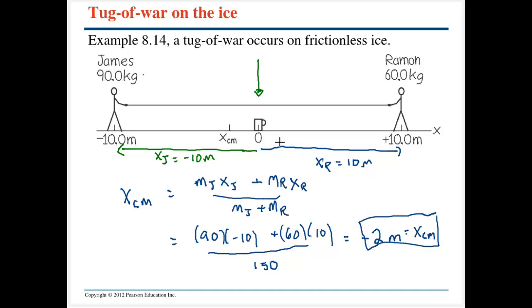That intuitively makes sense, because you know that James is more massive than Raymond. So if you wanted to balance this system, you know that it's going to be on the negative side of the coffee cup.